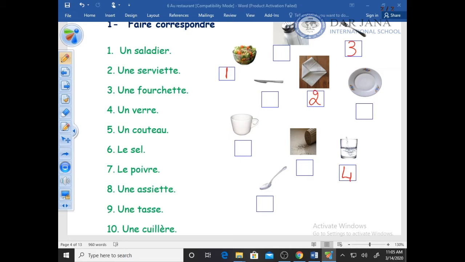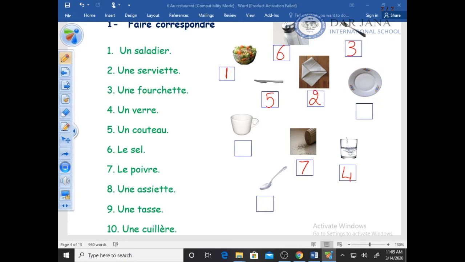5. Un couteau. Que veut dire un couteau? A knife. So, where is number 5? Is here. 5. Un couteau. 6. Le sel. Que veut dire le sel? Salt. So, where is number 6? Salt is here. 7. Le poivre. Pepper. Where is the pepper? So, 7 is here. 7.